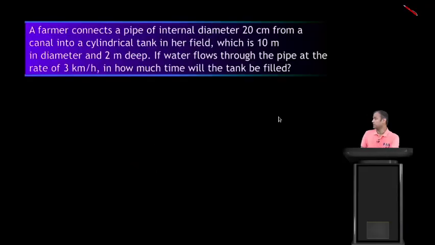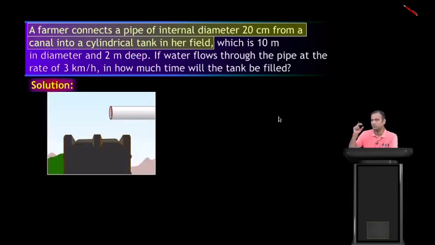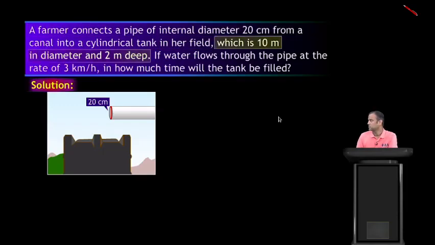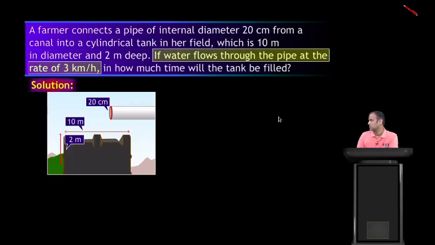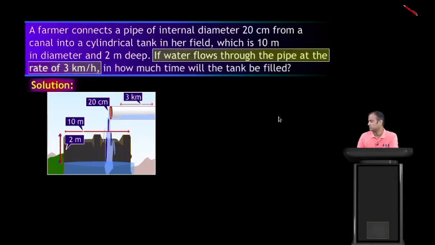A farmer connects a pipe of internal diameter 20 centimeter. So this is a pipe and you know the shape of a pipe is, yes, very good, it is cylindrical, into a cylindrical tank in her field, which is 10 meter in diameter and 2 meter deep. If water flows through the pipe at the rate of 3 km per hour, in how much time will the tank be filled? So to find the time.